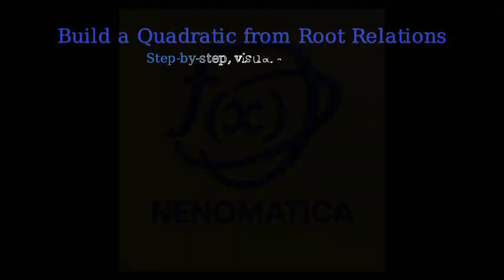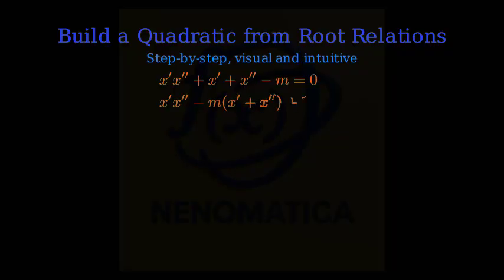In this lesson, we build a quadratic equation from relations between its two roots. The given relations involve the first and second roots, which we call x prime and x double prime. We'll translate the relations into sum and product of roots, solve for them in terms of m, and then write the quadratic. Here are the two given equations. First, x prime times x double prime plus x prime plus x double prime minus m equals 0. Second, x prime times x double prime minus m times the sum of x prime and x double prime plus 10 equals 0.